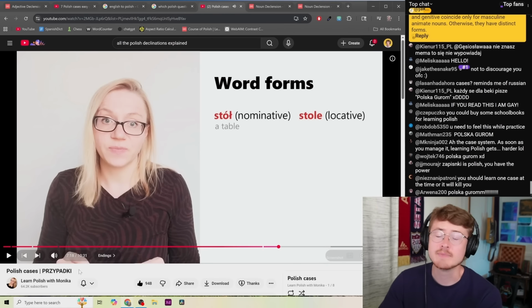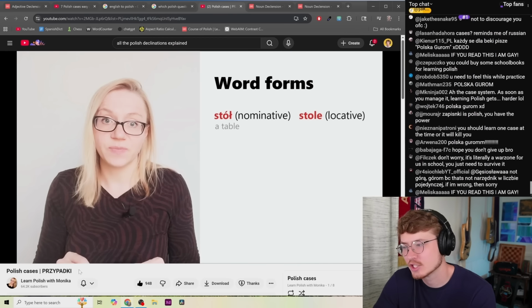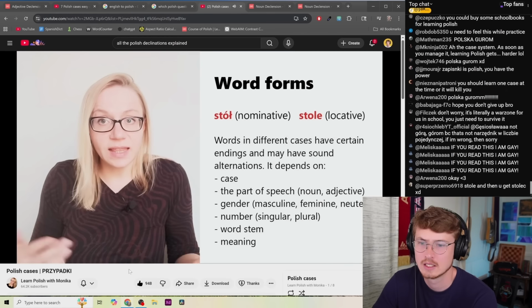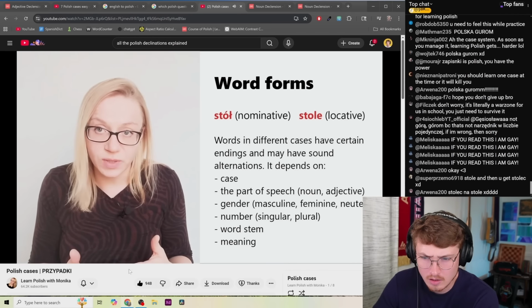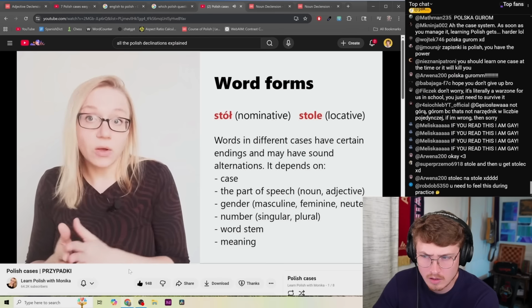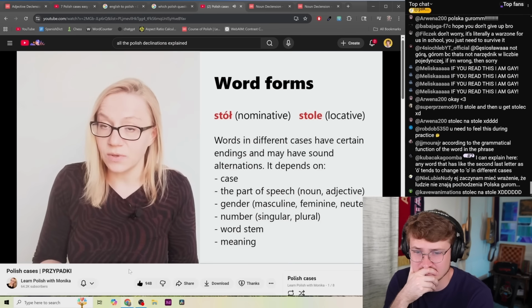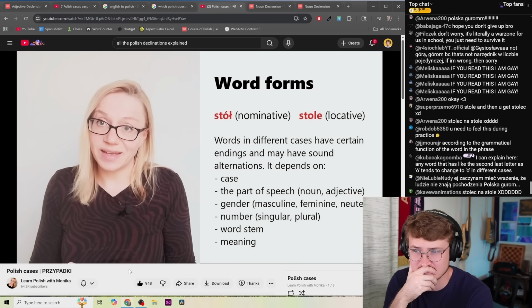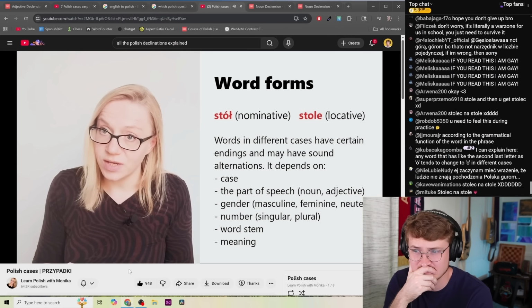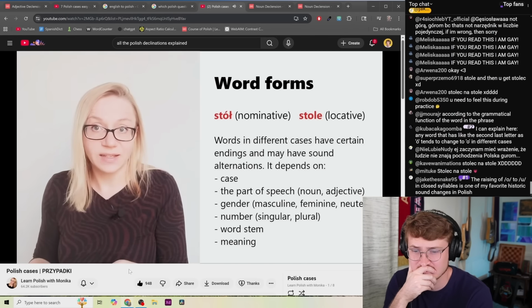The thing that gets me over and over again is that the same word in different cases can just change the whole word. And how would you know what kind of ending to put and what kind of alternation will happen? Well, it depends on many factors. If it's a noun or an adjective, there are different endings for that. It depends what gender the word is. It also depends on the number. We have different endings for them.